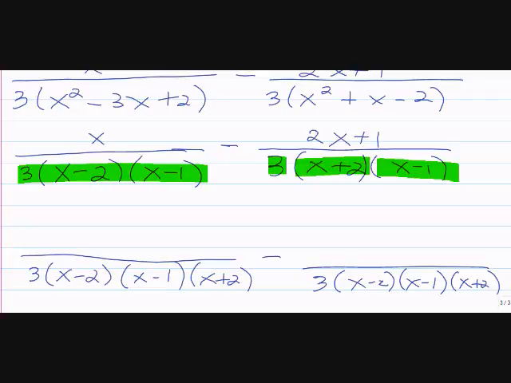The fraction on the left has in its denominator x minus 2, x minus 1, but it doesn't have the x plus 2. I've got to get it in there. So let me multiply my fraction by x plus 2 over x plus 2. Now I have that common denominator, 3, x minus 2, x minus 1, x plus 2. I've got all the factors there. Now I just got to work on the numerator. I need to distribute this x through to the x plus 2 and get for my numerator x squared plus 2x.